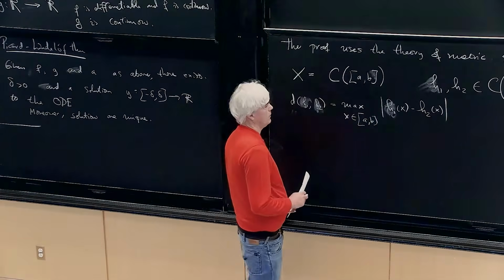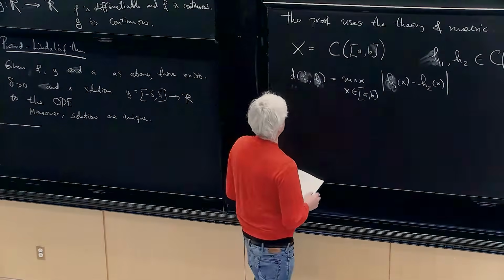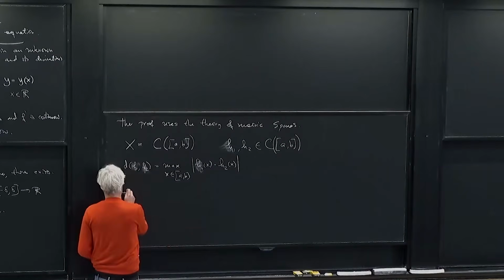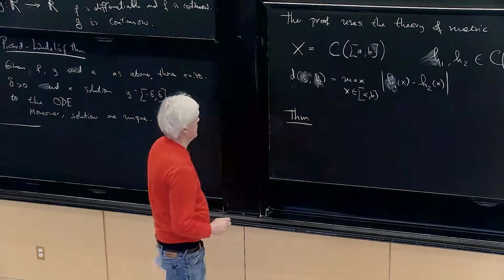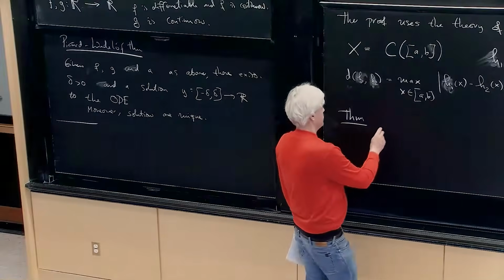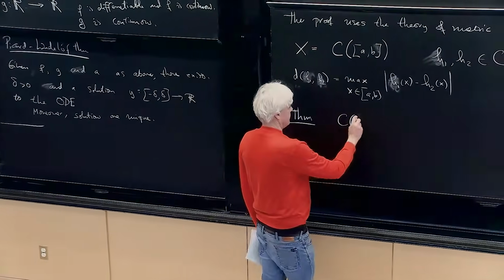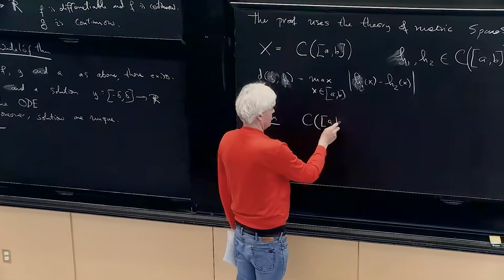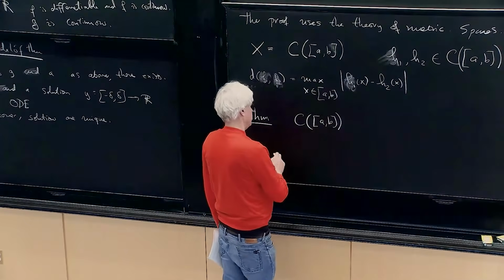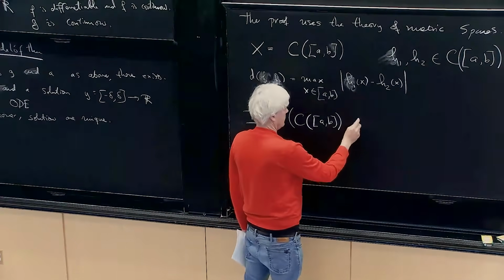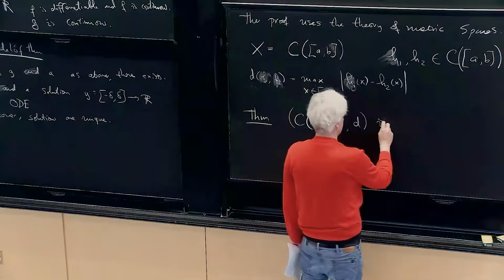Right, okay. So what do we need about this metric space? So one thing we've proven a couple of lectures ago is that this space of continuous functions with this metric is Cauchy complete.